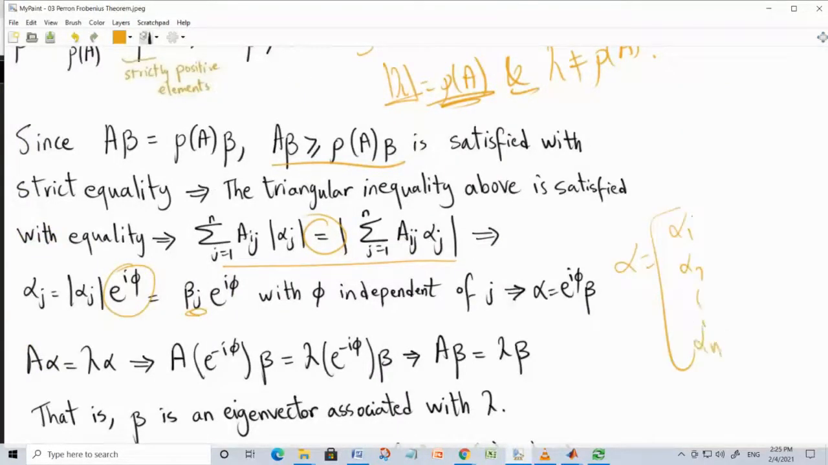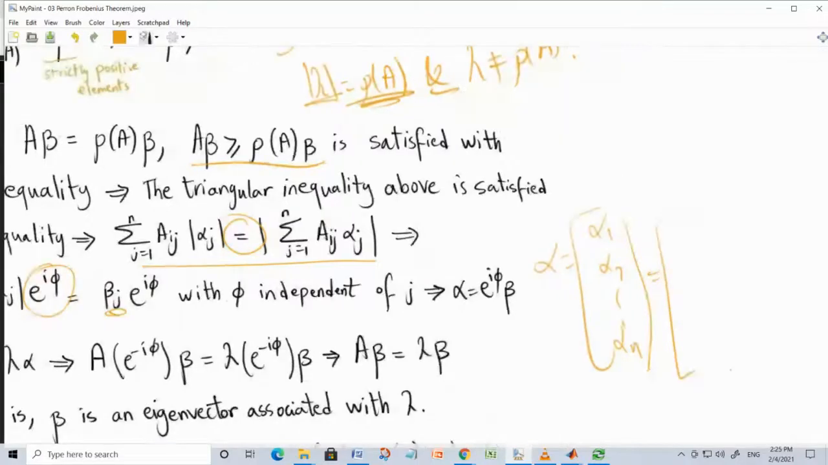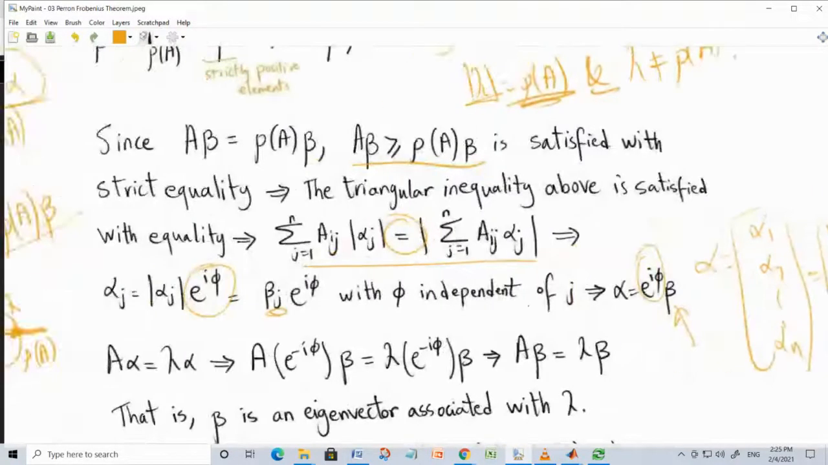So alpha is alpha 1, alpha 2 to alpha n, and each of these complex numbers is a magnitude and phase. So this is magnitude alpha 1 e to the i phi, magnitude alpha 2 e to the i phi also, not phi 1 and phi 2 and so on, because the triangle inequality involving the alphas is satisfied with a strict equality. And so basically this e to the i phi is a scalar. You can put it outside. And what is remaining are the magnitudes. And so those are beta, vector beta.